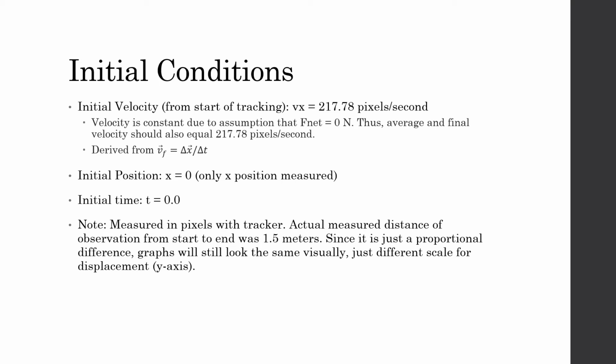The actual measured distance of observation from start to end was 1.5 meters. Since this is a proportional difference, where we could just divide by a constant, the graph will still look the same visually. It'll just be a different scale for displacement on the y-axis because it's pixels rather than meters.